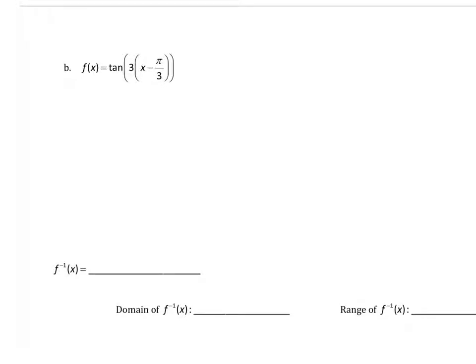Hi, this is Mrs. Villette, and I'm going to show you the process for finding an inverse of a trigonometric function. So to begin with, as we do with any inverse function, we're going to swap the x's and the y's. So we need to remember that f of x is y, so I will rewrite the same function but with the x and y swapped. So I'll say x equals the tangent of 3 times y subtract pi over 3.